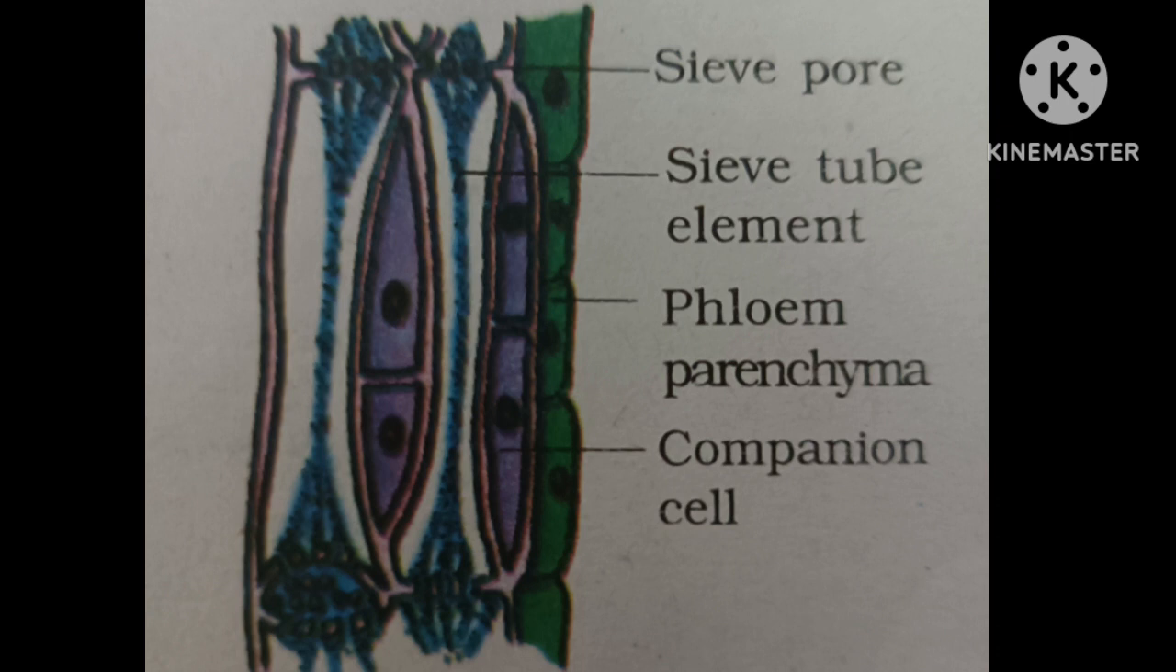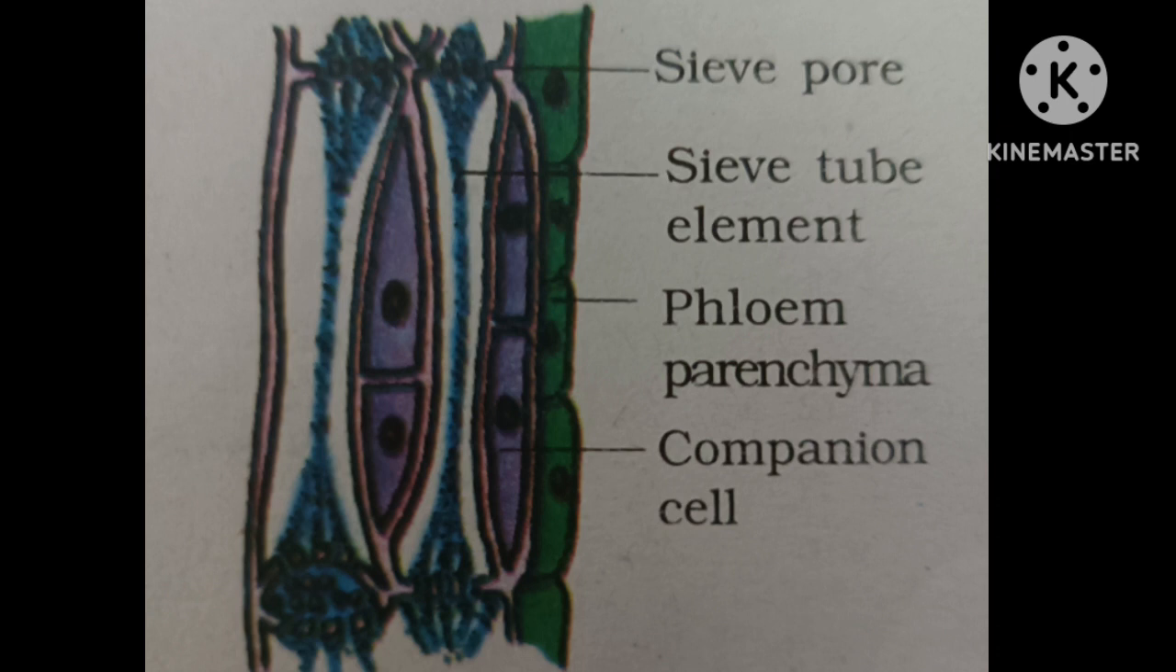The companion cells are specialized parenchymatous cells which are closely associated with the sieve tube elements, and these sieve tube elements and companion cells are connected by the pit field present between the common longitudinal wall. The companion cells help in maintaining the pressure gradient in the sieve tube.